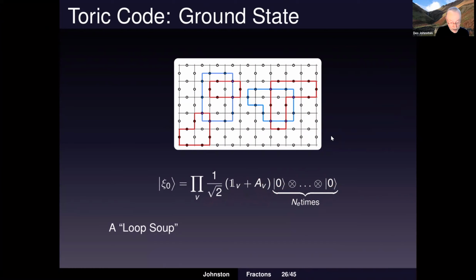And if I have a look at what a state like this looks like, it's a loop soup. So the ground state of my toric code is a loop soup. It looks something like this. And I'll forget about the interesting bit of the toric code, what the boundary conditions tell you about periodic boundary conditions.